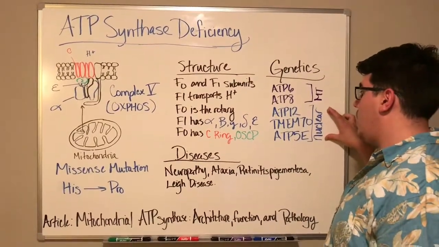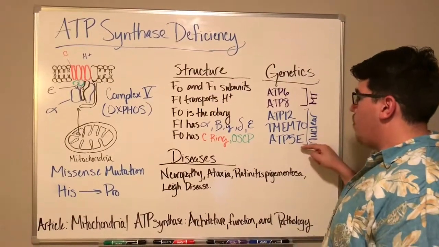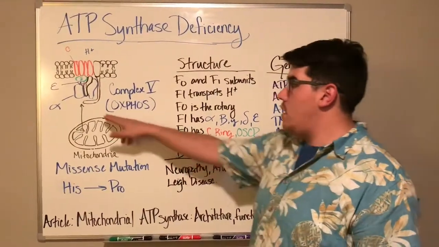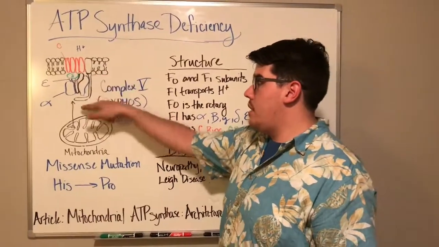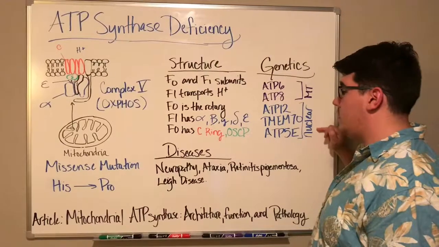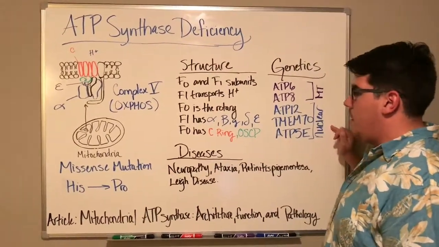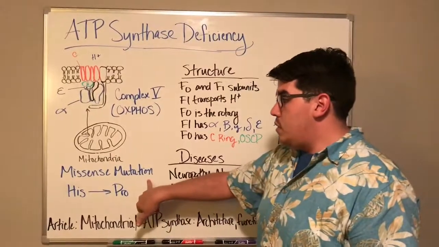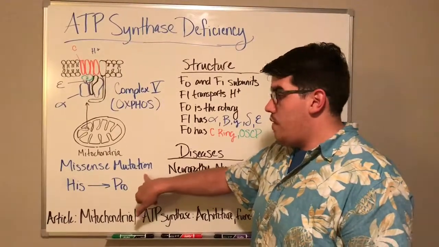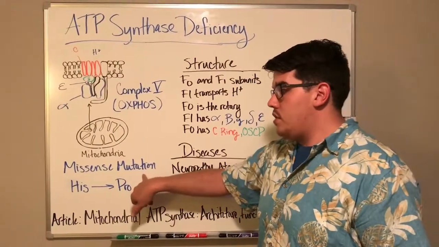And then the genetics of it: these genes are coded in the mitochondrial DNA, and these genes are coded in the nuclear DNA, and they result in a lot of the subunits that make up this protein, and are usually associated with some deficiencies of ATP synthase. A missense mutation is one of those deficiencies and mutations.